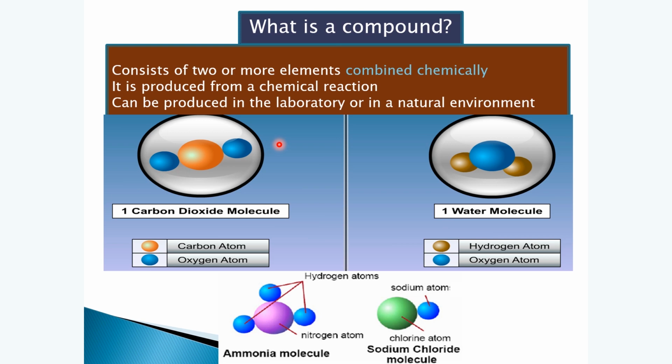Other examples of compounds are ammonia and sodium chloride or common salt. Different from an element that consists of only one kind of atom, a compound is made of at least two kinds of atoms. For example, sodium chloride is made up of sodium atoms and chlorine atoms, so there are two kinds of atoms in sodium chloride.